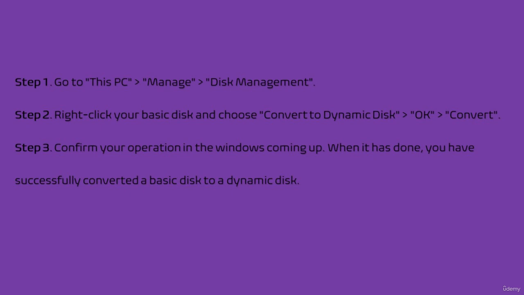Disk Management also allows you to convert a basic disk to a dynamic disk. And again, we can wrap it up in 3 steps. You just go to This PC, Manage, Disk Management, right-click on your basic disk and choose Convert to Dynamic Disk. OK, and convert. Then you confirm your operation in the windows that pop up next. And when that is done, you have successfully converted a basic disk to a dynamic disk.